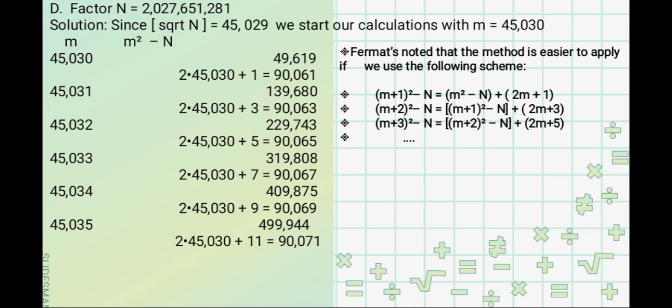Mao po na ito ibutang if di pa ta makakita until makakita ta perfect square sa ato ang n. Okay? So padayon ta. So we have here 2 times 45,030 plus 3 is equal to 90,063. So that is our second scheme. So nitulin po ta sa atong m. So pasunod na siya. Okay? So constant ra gyapon ang 45,030. So next is 2 times 45,030 plus 5 is equal to 90,065. So pareha ra gyapon.